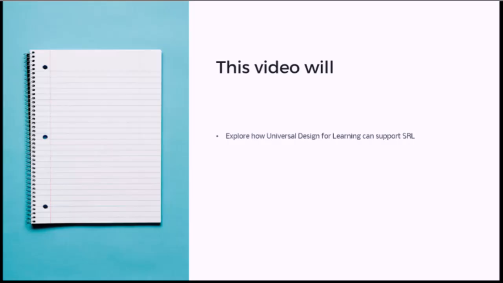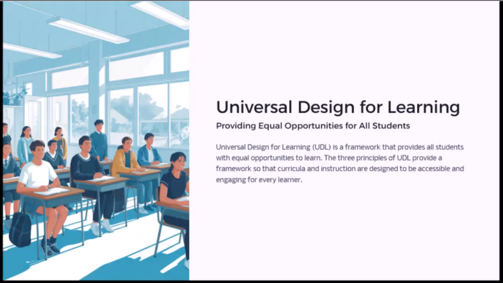One might ask, how can teachers fit self-regulated learning teaching strategies into an already overloaded curriculum, or a curriculum that's largely assessment-driven? In addition, research has taught that self-regulated learning needs to be taught or modelled within its subject area. This video will explore how universal design for learning can overcome some of these challenges. Universal design for learning is a framework that provides all students with equal opportunities to learn.